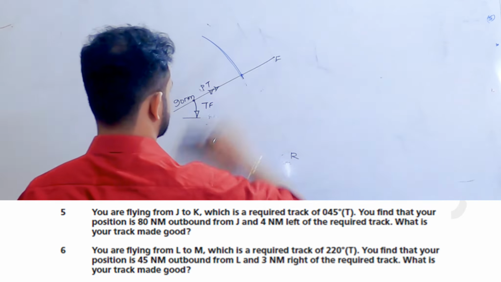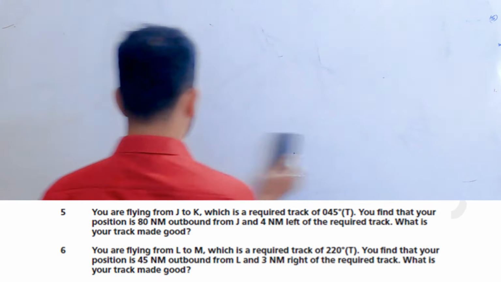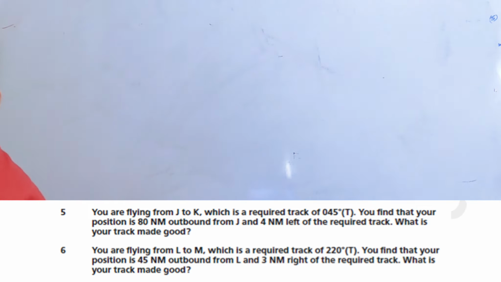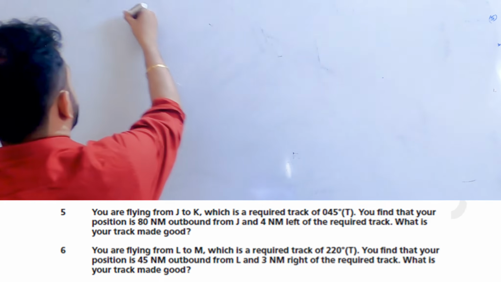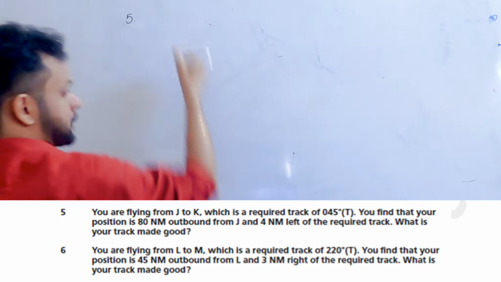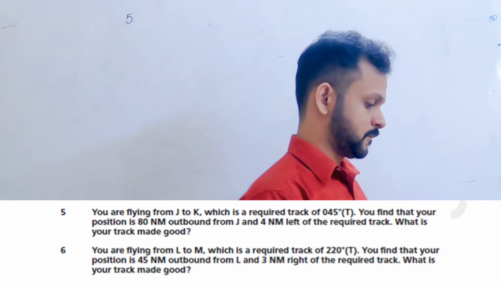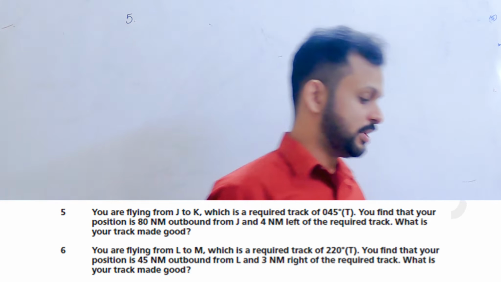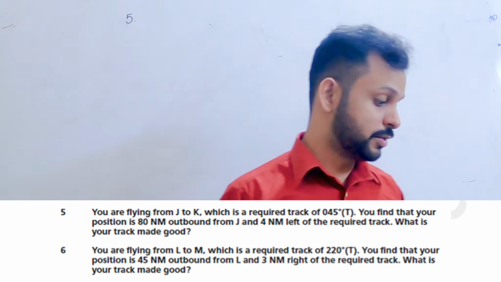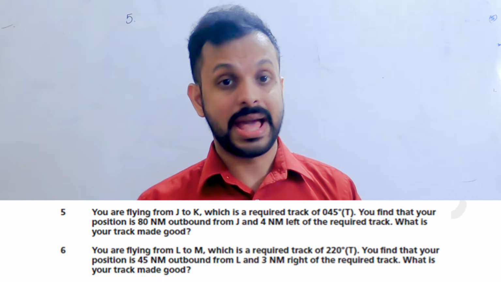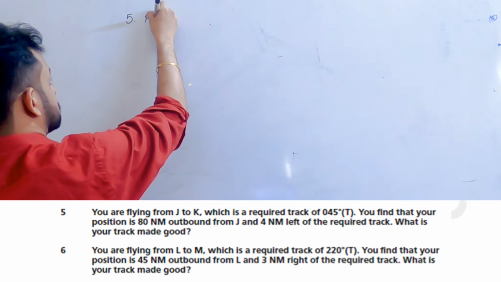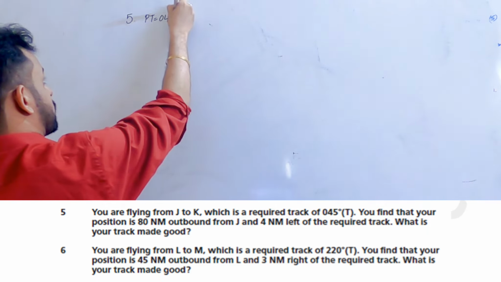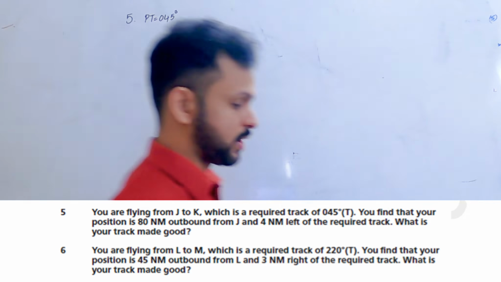You are flying from J to K, which is the required track of 045 degrees true. So 045 degrees true is my planned track from J to K. What is required track? Required track is your planned track, right? So your planned track is given as 45 degrees, that is from J to K, right?